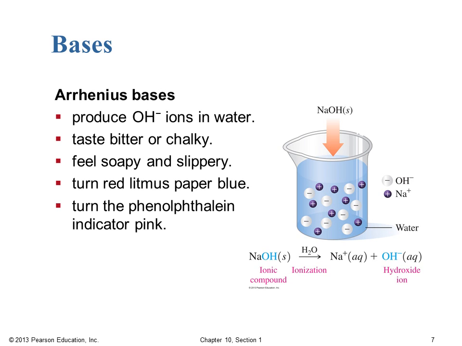Other properties of bases: they taste bitter or chalky, they feel soapy or slippery, they turn red litmus paper blue, and we also have blue litmus paper, which would stay blue. If we use the phenolphthalein indicator, that would turn pink if you were to add base to it. Phenolphthalein is a very popular and often used indicator in determining if you have a base or not. The important ones here are the OH minus ion, the color of the litmus papers, and the phenolphthalein color.